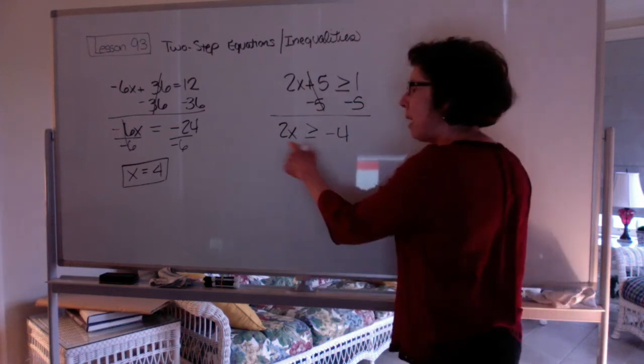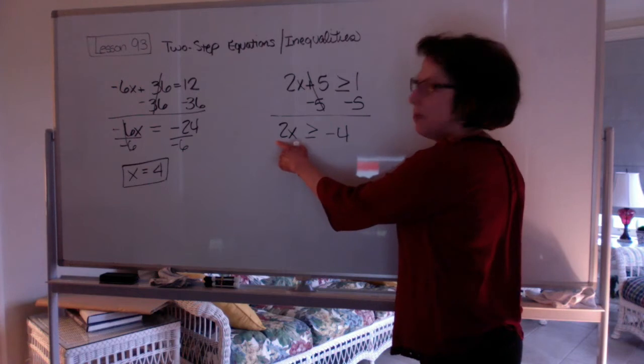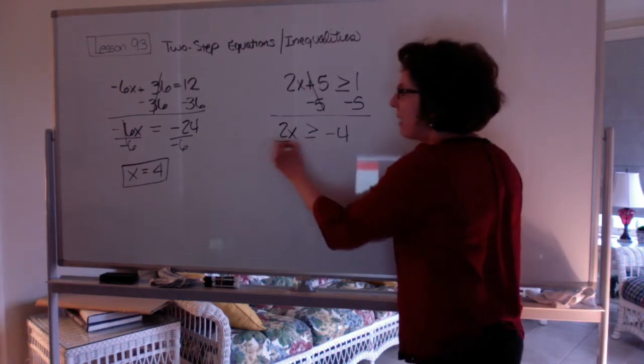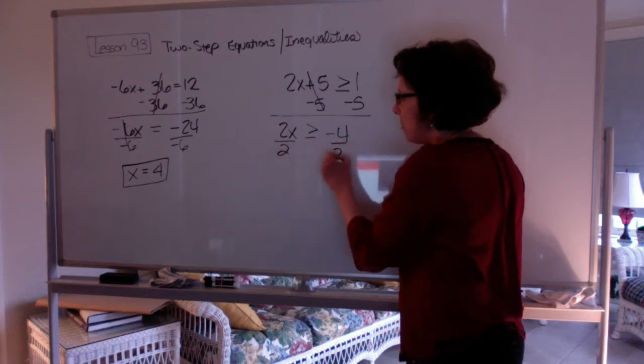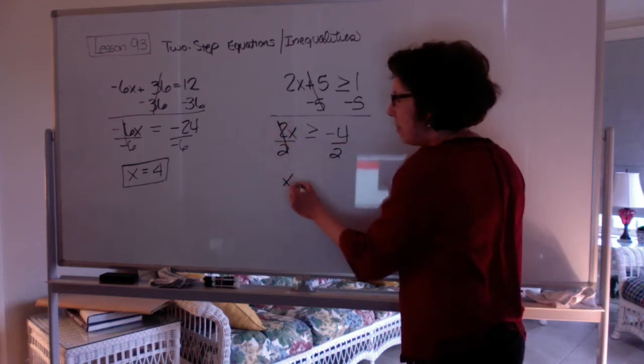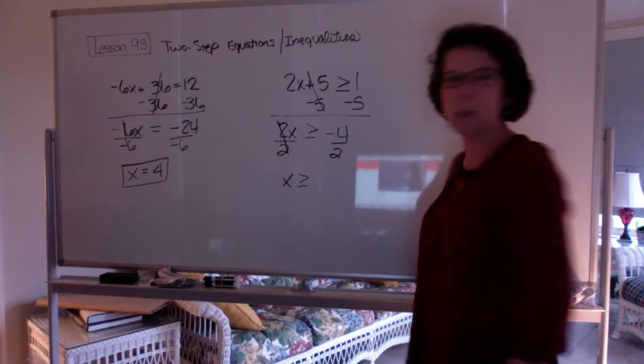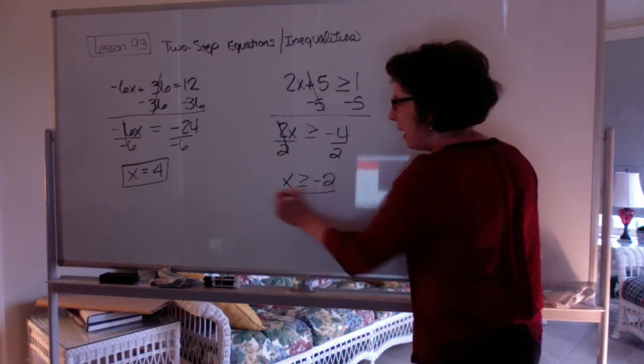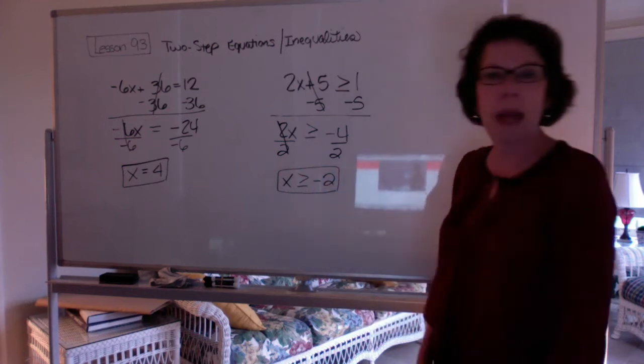Now I'm going to undo the 2. That rhymes, okay? I'm going to undo it. It's multiplied by x, so I'm going to divide both sides by 2. And x becomes greater than or equal to negative 4 divided by 2, which is a negative 2. And I'm going to box my answer.